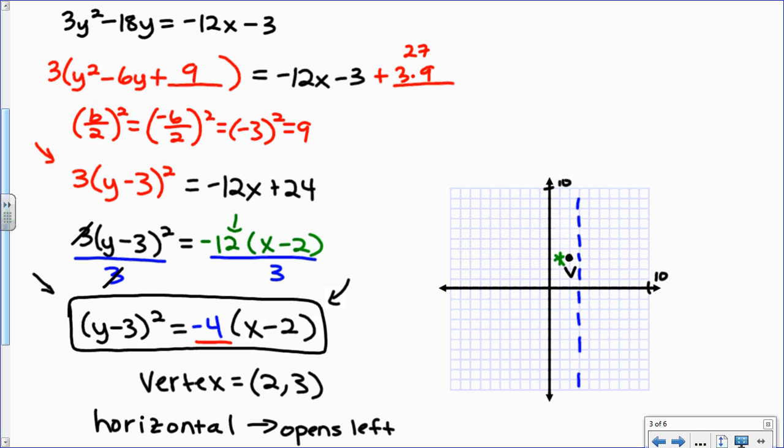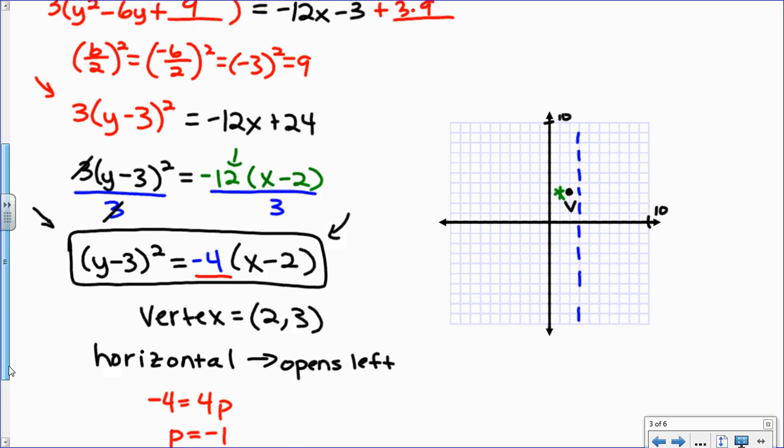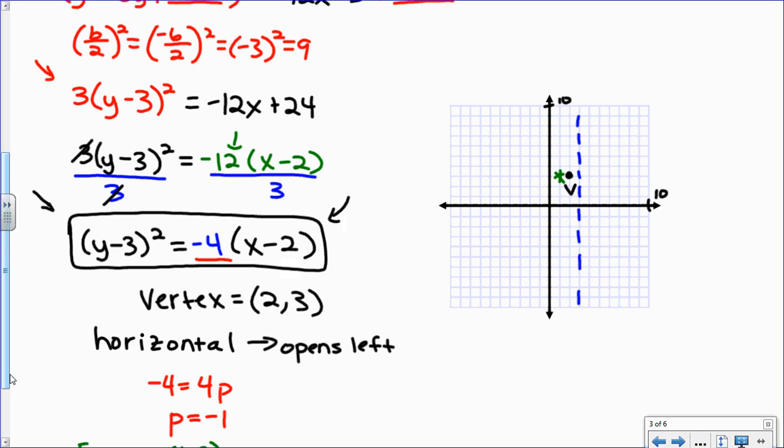Okay, since it's y squared, I knew it was horizontal. Then I wanted to find p so I could find my focus and directrix. So I knew that this negative 4 is equal to 4p, which means p is negative 1. So since it's horizontal and p is negative, I know that it's going to open left.